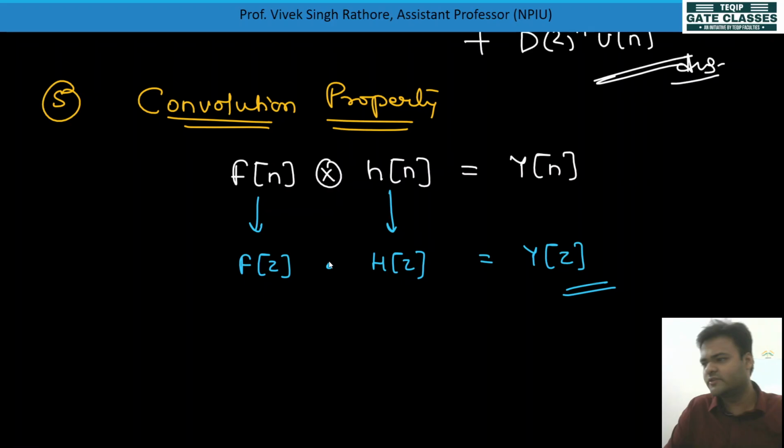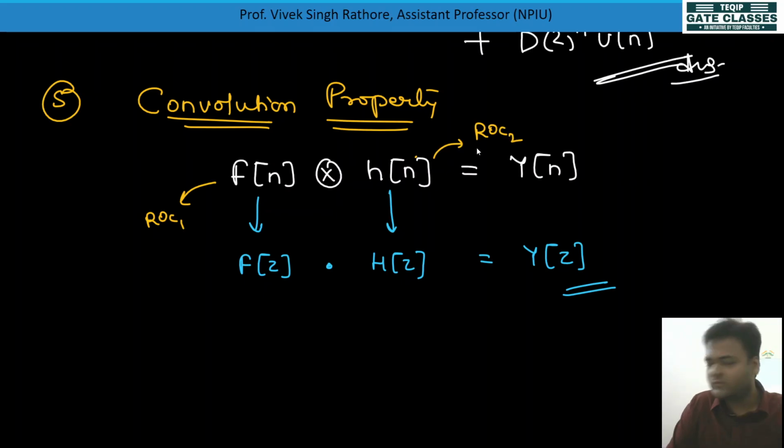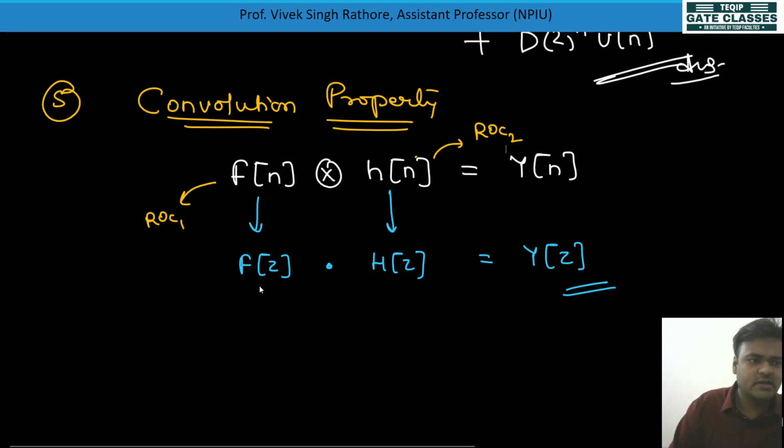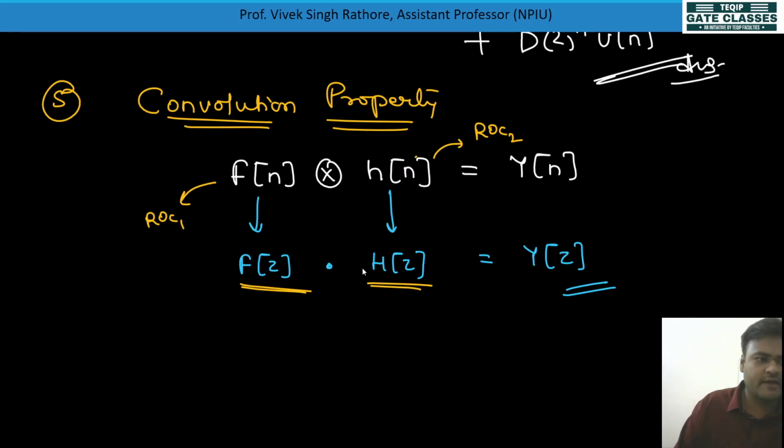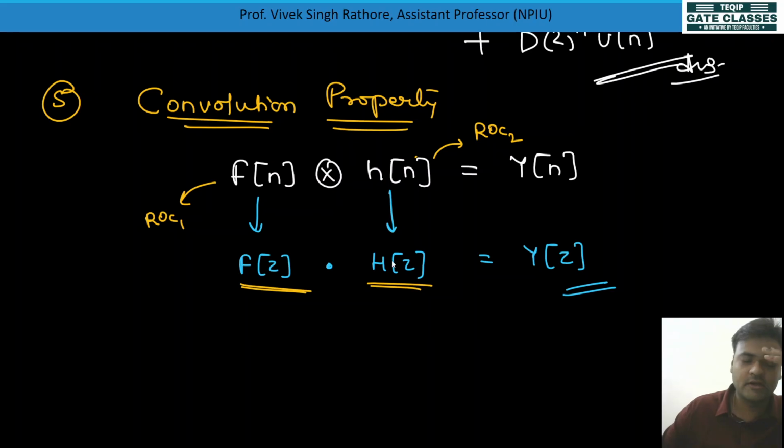So this is the convolution property, and tell me what will be the ROC if this signal has ROC as, let's suppose, ROC1, and this signal is having ROC number 2. Overall ROC will be common to them, the total ROC of f of z into h of z. f of z will have some poles, so it is having some ROC. So what will be common, and what inverse Z transform will we take? We'll take the common ROC.